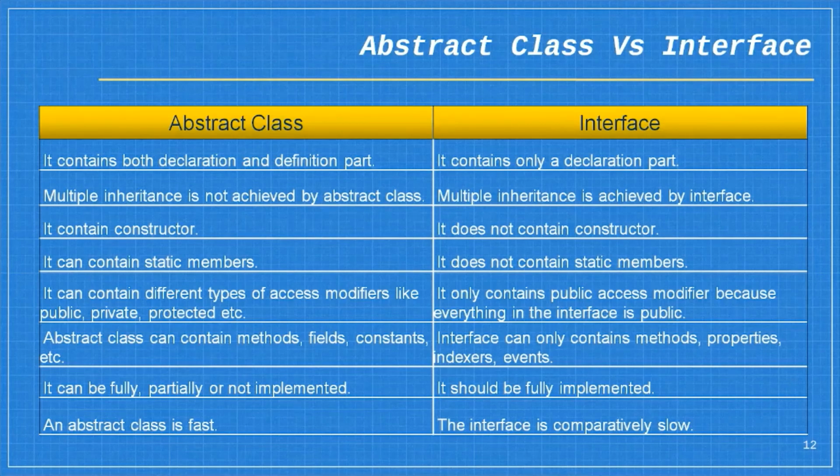In an interface, everything is public by default. So, you don't have to specifically add any type of access modifier in an interface. However, an abstract class can contain different types of access modifiers. An abstract class can be fully or partially implemented by its derived classes. However, an interface should be fully implemented by its derived classes.